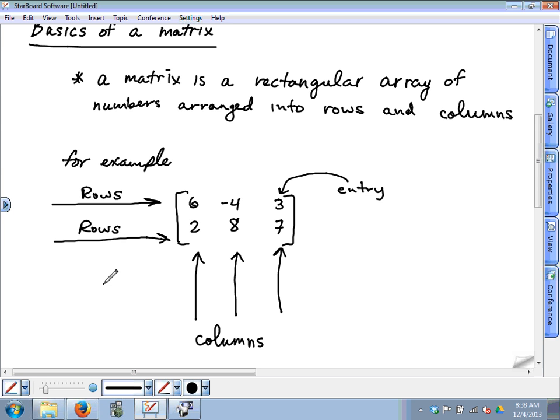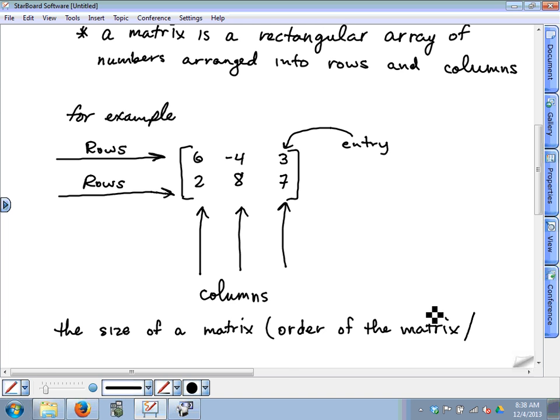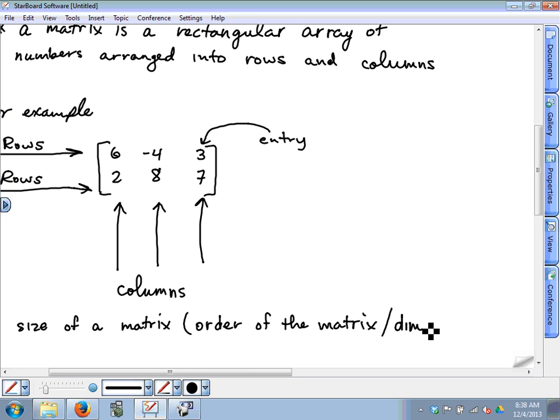How many entries are there in the matrix? 6. How many rows are there? 2. How many columns are there? 3. Okay. The size of a matrix, other textbooks call it the order of the matrix, or the dimensions. Some textbooks refer to it as the dimension.